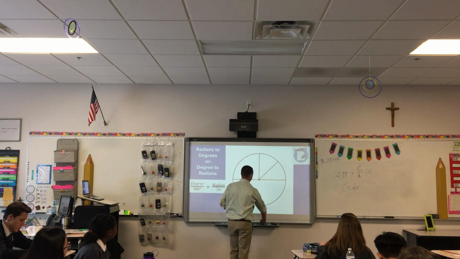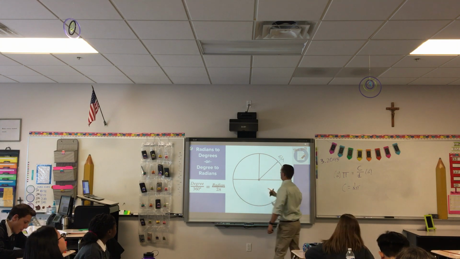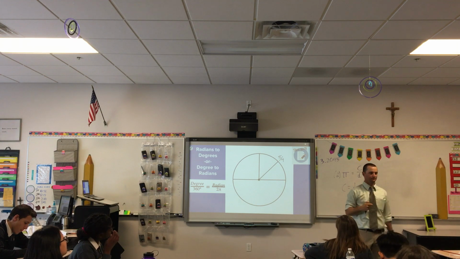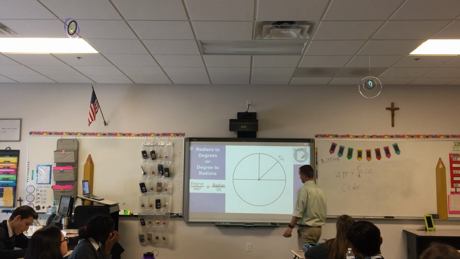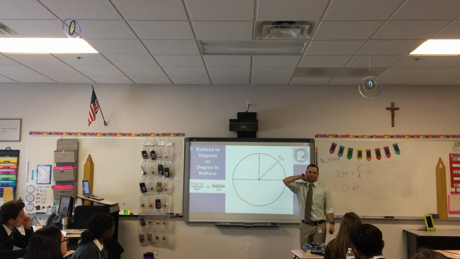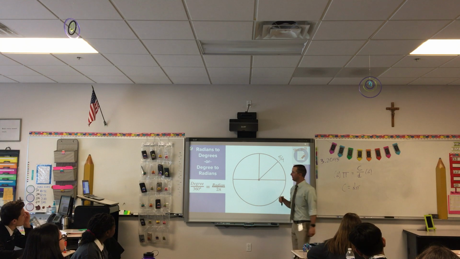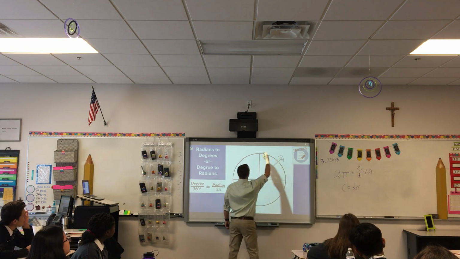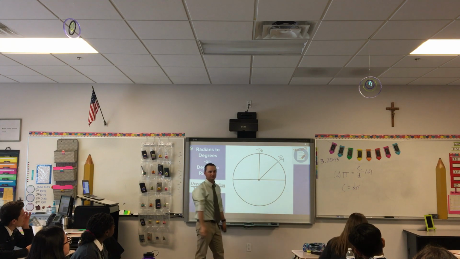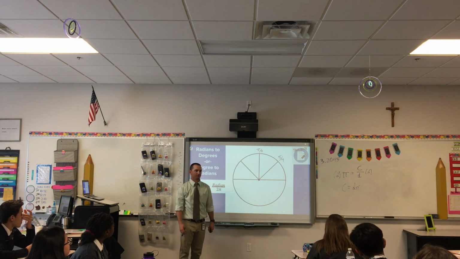So, if this 45 degree angle is pi over 4, what would 90 be? What am I doing to go from 45 to 90? Multiplying by 2. So what do you think I do to go from pi over 4 to the radians of 90? Multiplied by 2. So instead of 2 pi over 4, I just get reduced pi over 2. Right? So if I wanted to put another 45 on there, what would that be?